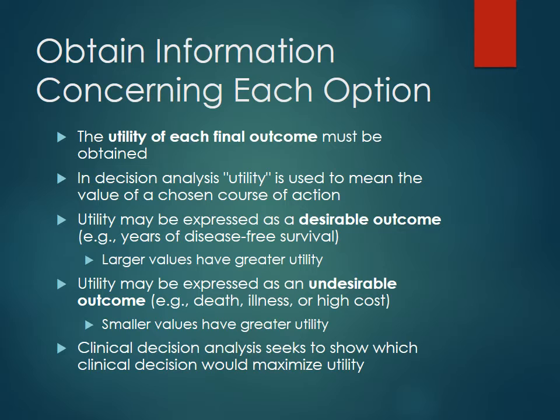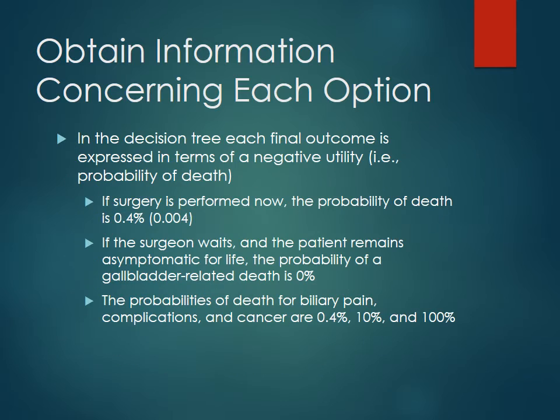So clinical decision analysis seeks to show which clinical decision is going to maximize utility for your patient and potentially minimize risks. So in the decision tree, each final outcome is going to be expressed in terms of a negative utility. In this case, we were looking at the possibility of death.